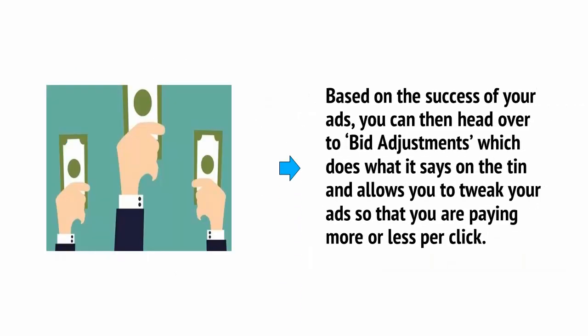Based on the success of your ads, you can then head over to bid adjustments, which does exactly what it says on the tin and allows you to tweak your ads so that you're paying more or less per click.